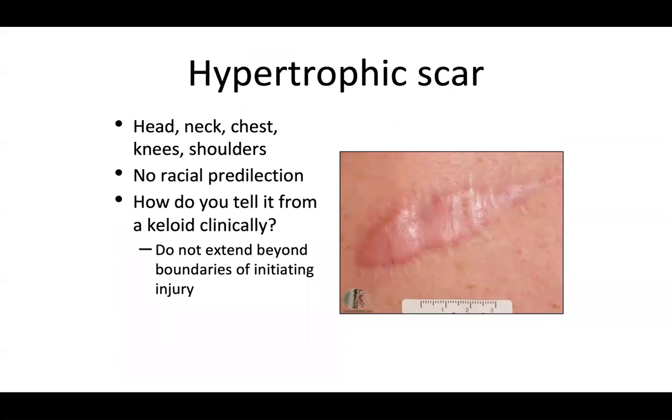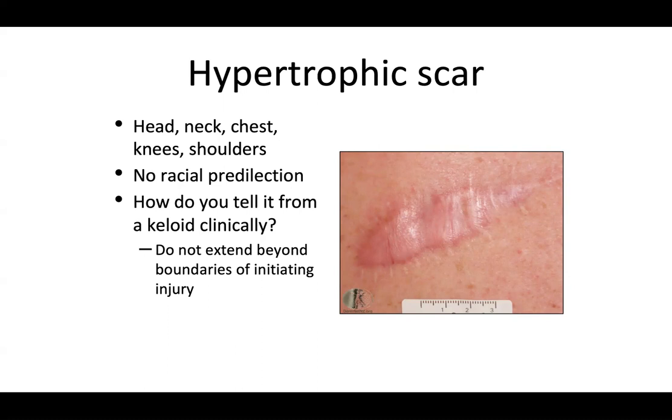Hypertrophic scar, as we mentioned, you see this hypertrophic plaque within the area of the original scar. Hypertrophic scars can look like unexplained pink papules with overlying telangiectasia and often be confused clinically for basal cell carcinomas as well. So you see these on the head, neck, chest, knees, and shoulders. There's really no racial predilection. It can occur in many different Fitzpatrick skin types, ethnicities, or racial backgrounds.